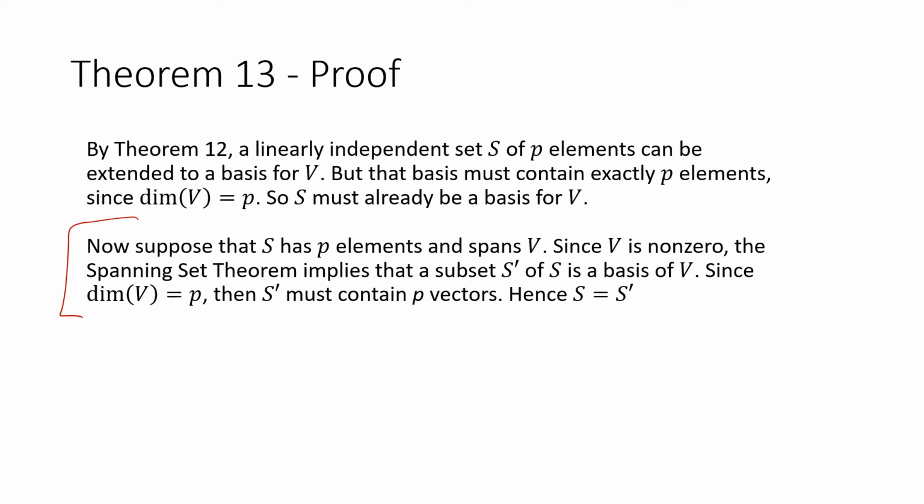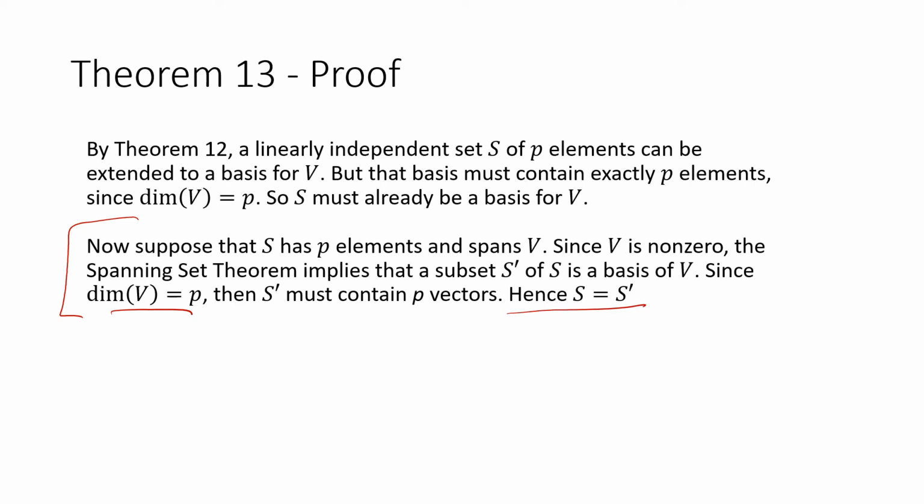So if you have a set that spans it, then you can pick out some vectors in it that span it. But since you already have the right number in there, then that smaller set has to have exactly that number, so there's nothing you can take out. If you take anything out, you become smaller than your basis, which you're not allowed to do. So that smaller set has to be the same as your bigger set.